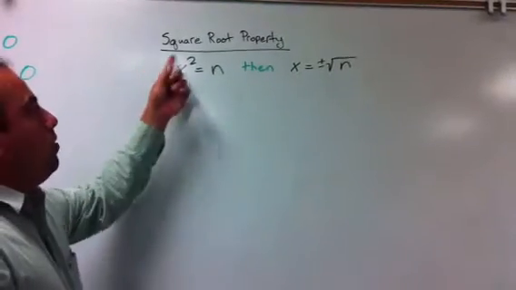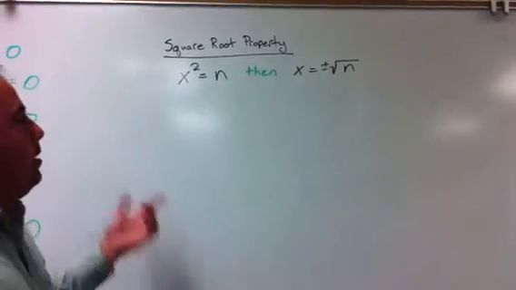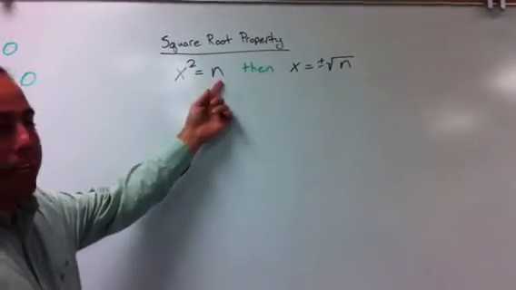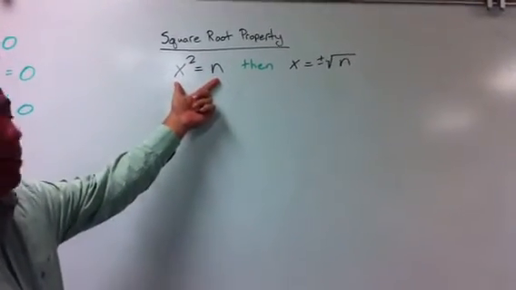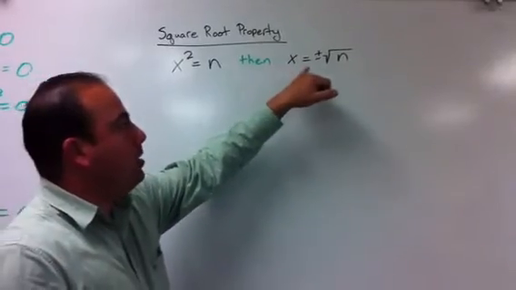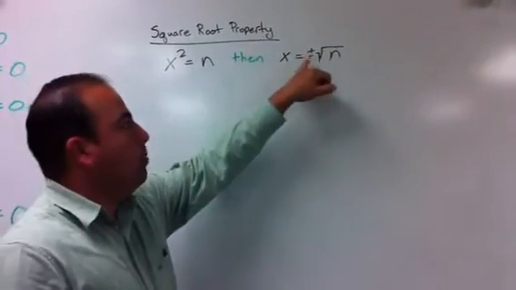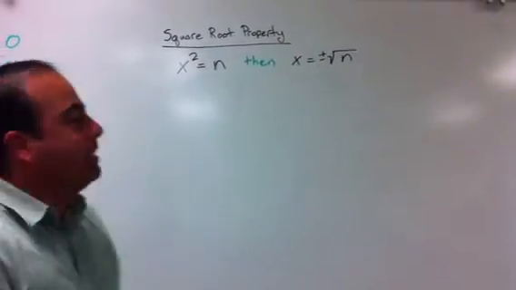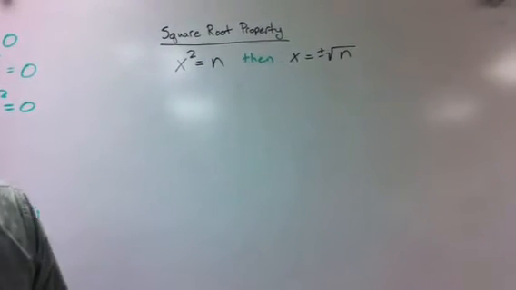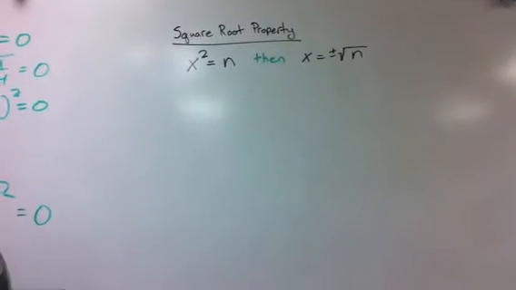Okay guys, so today we're going to go over square root property, and square root property is very simple. It's x squared equals n. If you have this, then you have square root property, where you can turn x to equal positive or minus square root of n. Okay, so let me give you an example of a problem we're going to do.